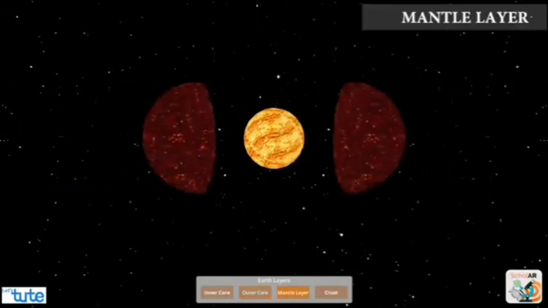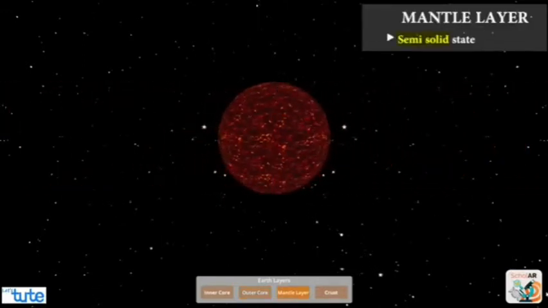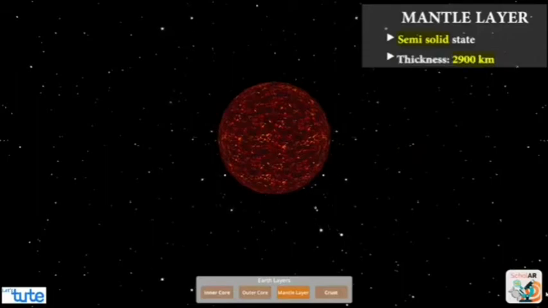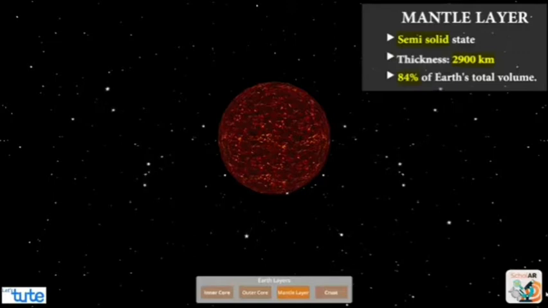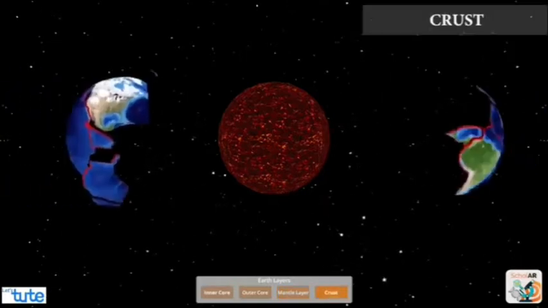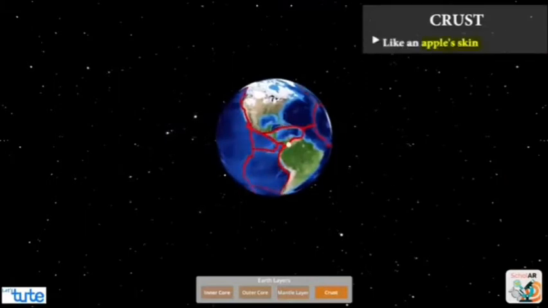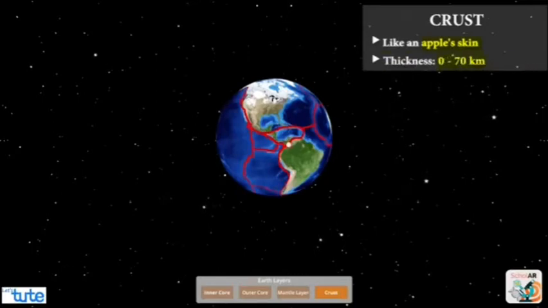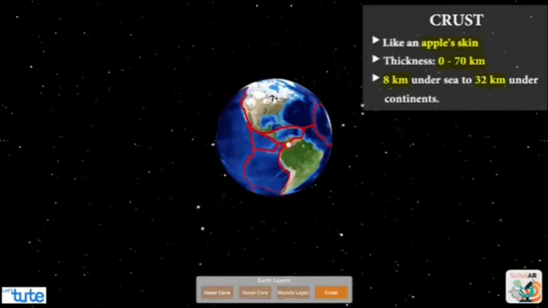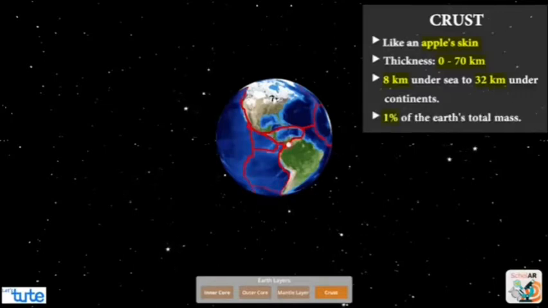Then we have the mantle layer, which is in a semi-solid state and about 2900 kilometers thick. This layer makes up around 84% of Earth's total volume. And the last layer is the crust, which is like an apple's skin compared to the other layers. It runs from 0 to 70 kilometers in thickness, specifically 8 kilometers under the sea to 32 kilometers under continents, and this is only 1% of the Earth's total mass.